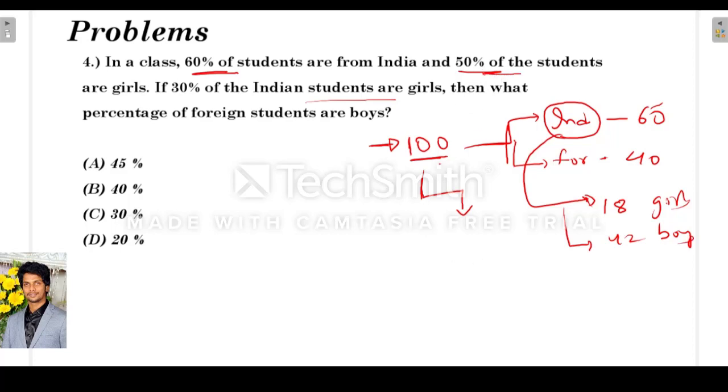And they are telling 50% are girls. So among 100, 50 are girls and 50 are boys. So now they are asking what percentage of foreign students are boys.